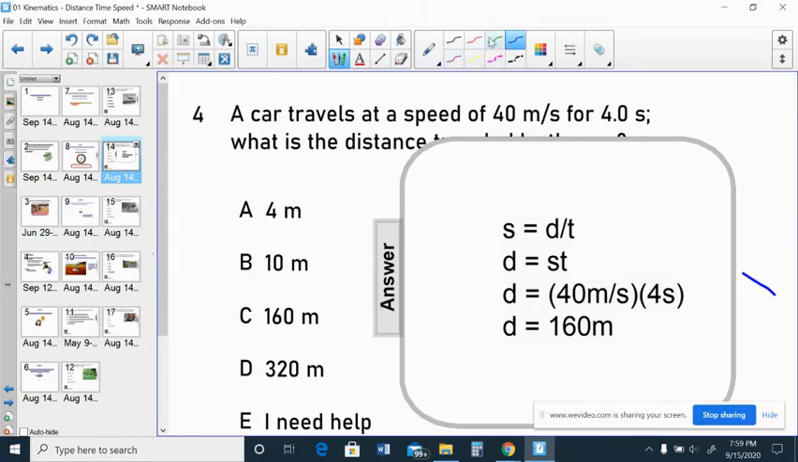To do so, you want to cancel out time, so you'll multiply on this side by time and multiply by time on this side. This cancels out. So you'll end up with distance equals speed times time. Plug in the numbers, you get 40 meters per second times 4 seconds, which equals 160 meters.